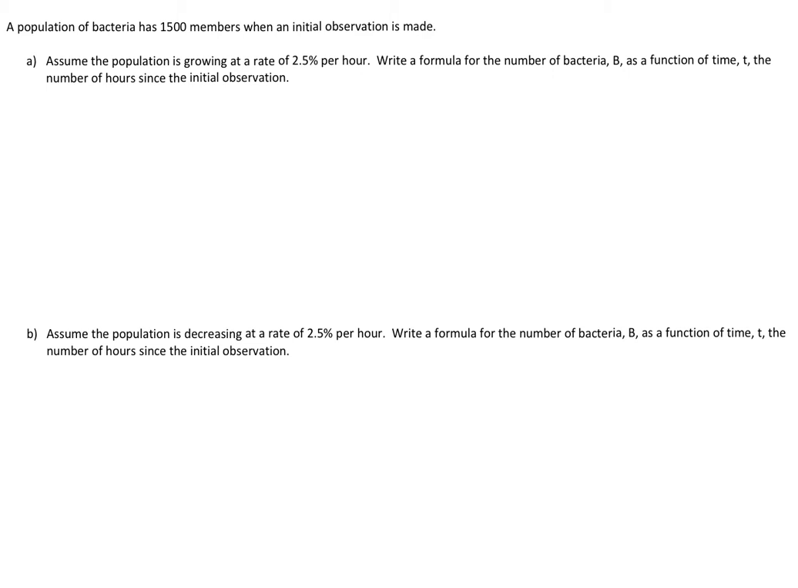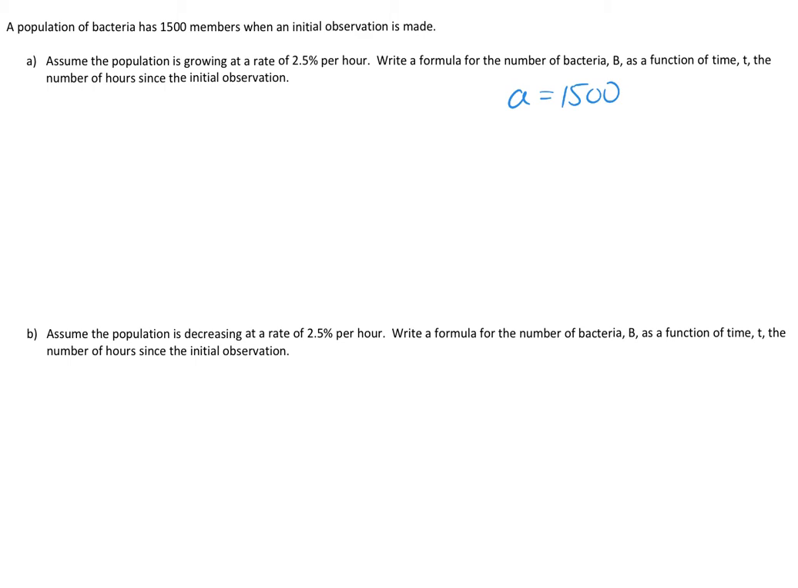So we have a population of bacteria that is 1,500 members when an initial observation is made. So imagine you've got a petri dish, and when you make your first observation, there are 1,500 bacteria in it. I always tell my students to write down all the information that you have off to the side here. So this tells me that my initial population is 1,500 bacteria.